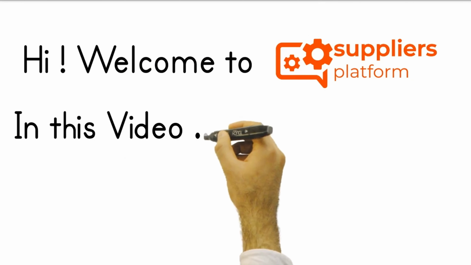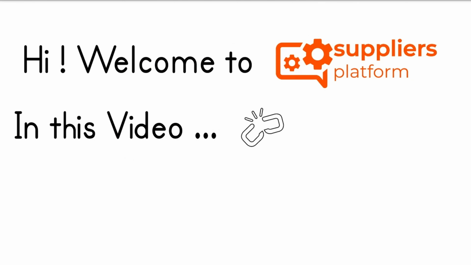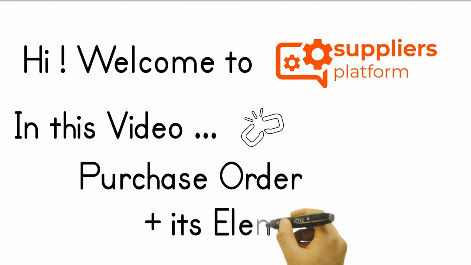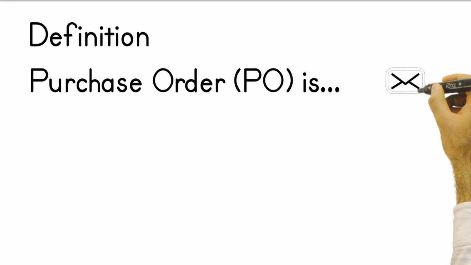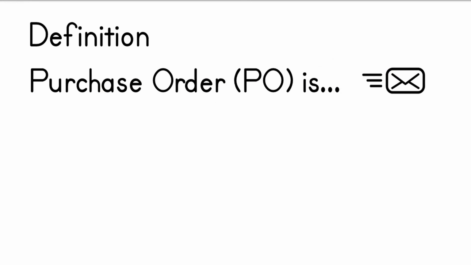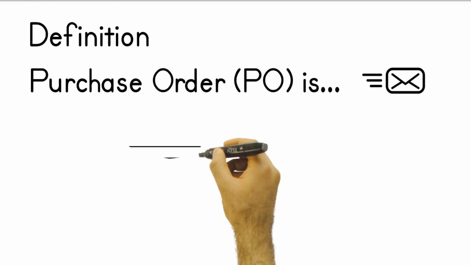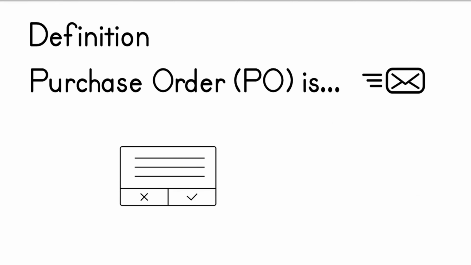In this video, we'll quickly break down what a purchase order is and walk through its key elements step by step. A purchase order, or PO, is an official document sent from a buyer to a supplier. It's a written confirmation of what the buyer wants to purchase, under what terms, and at what cost.